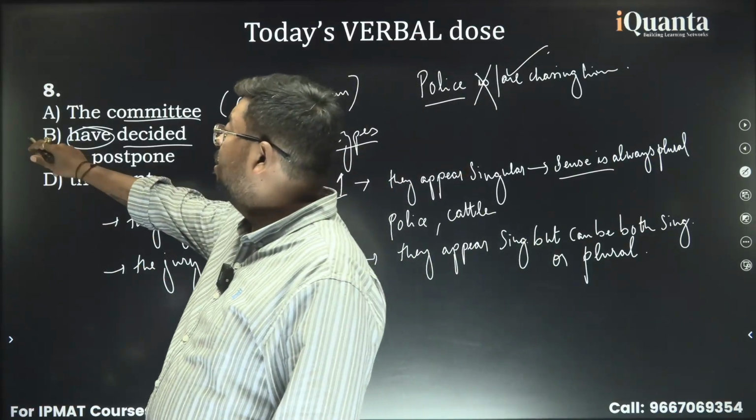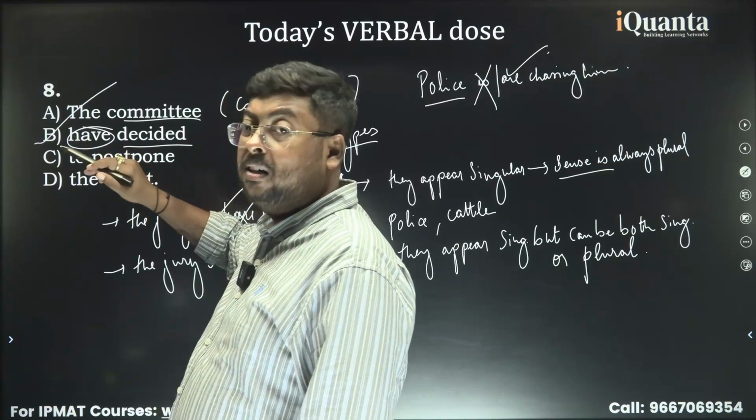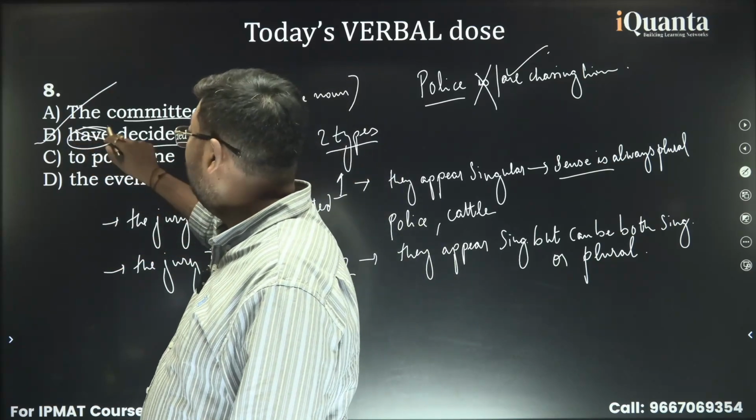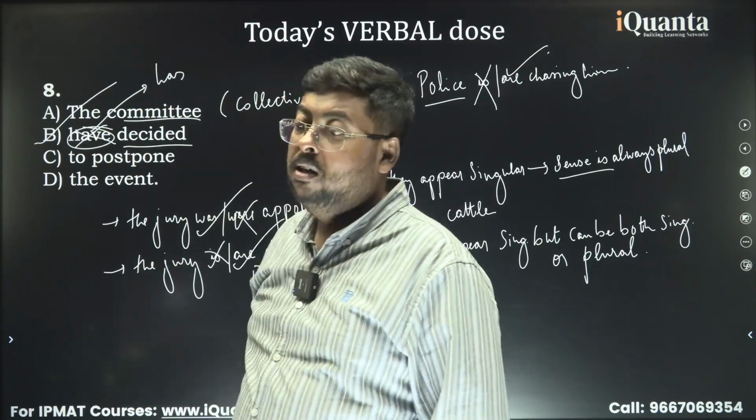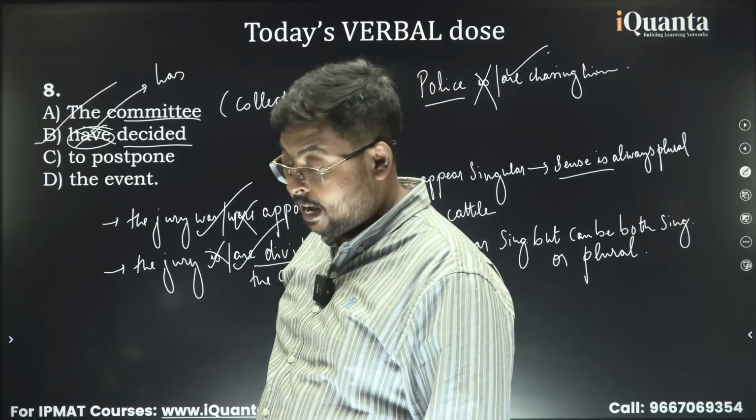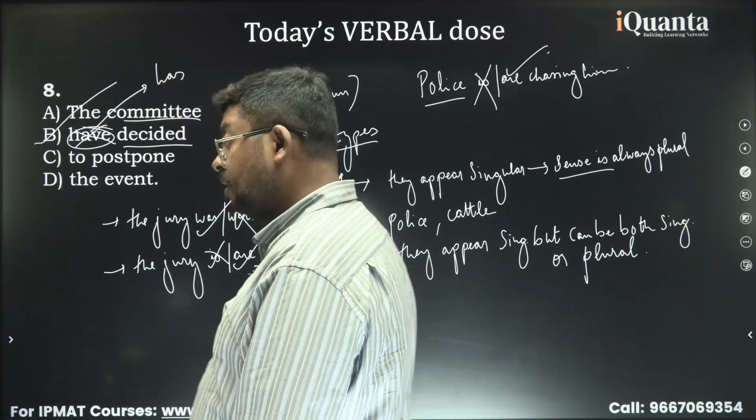The answer is B. B is the part that has the error. Have would be removed. Instead, it should be has. It should be has. Fine. Let's go to the next one.